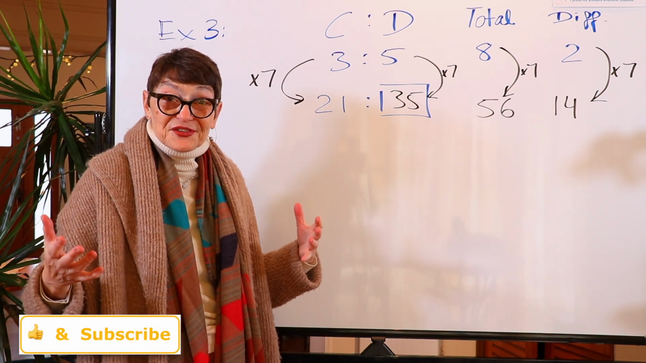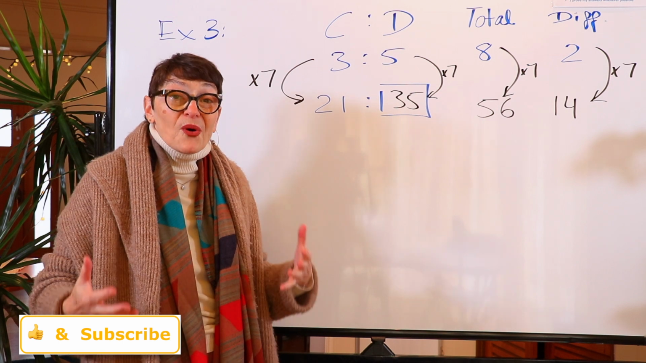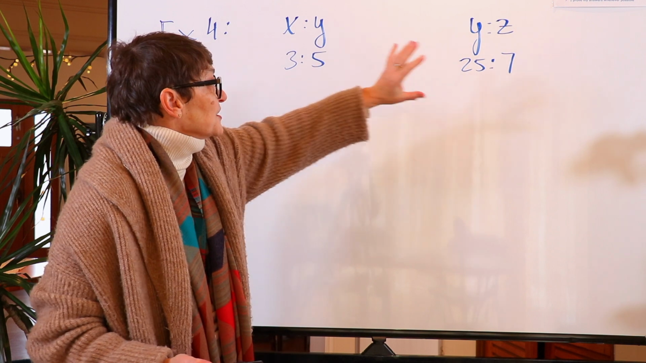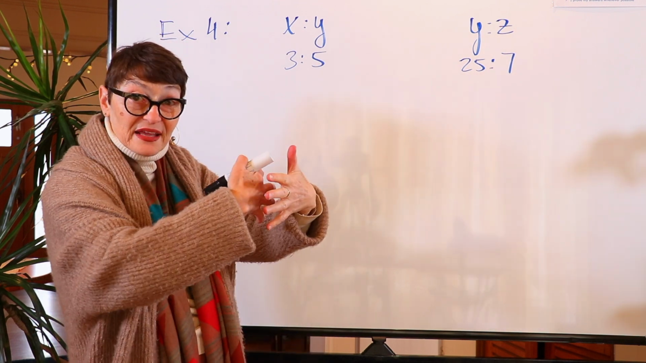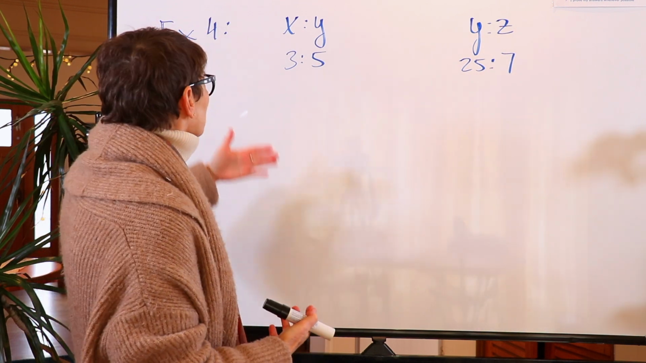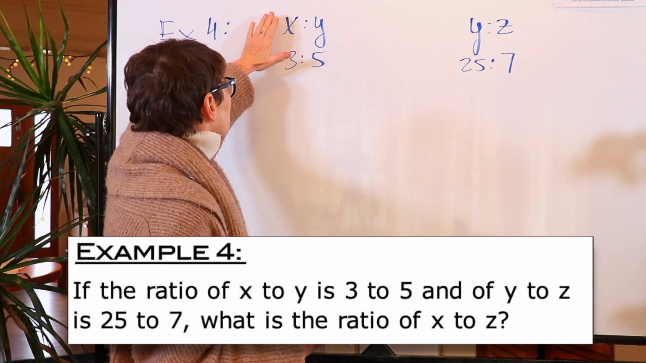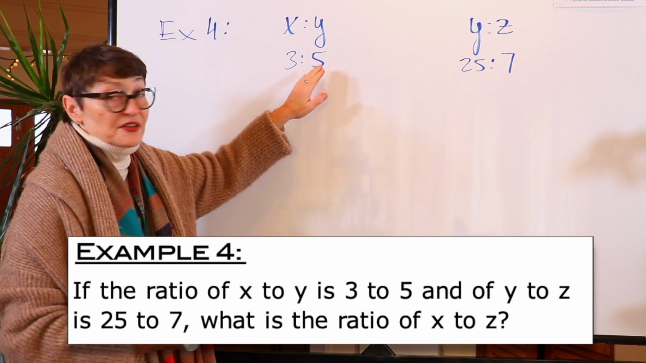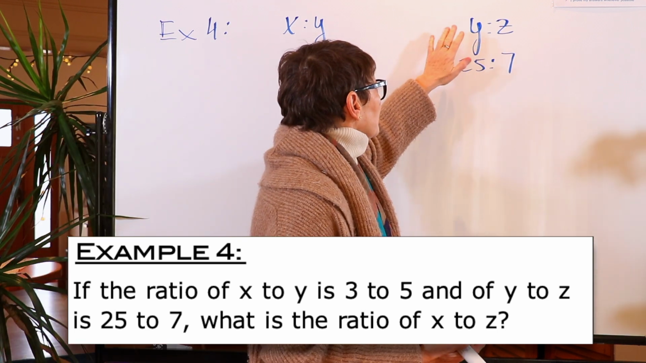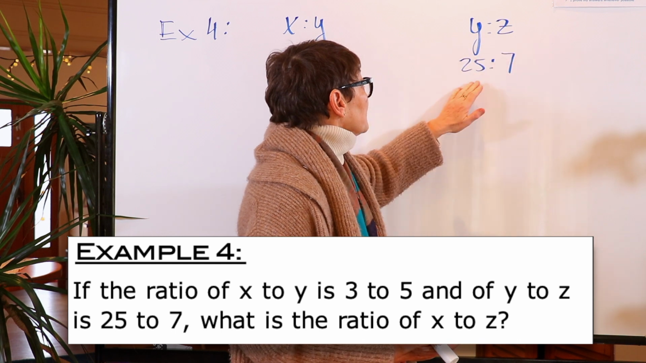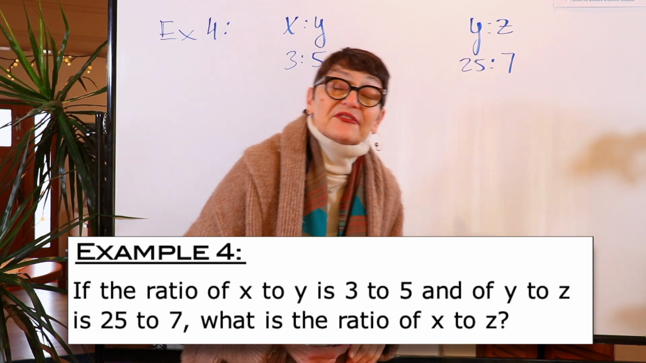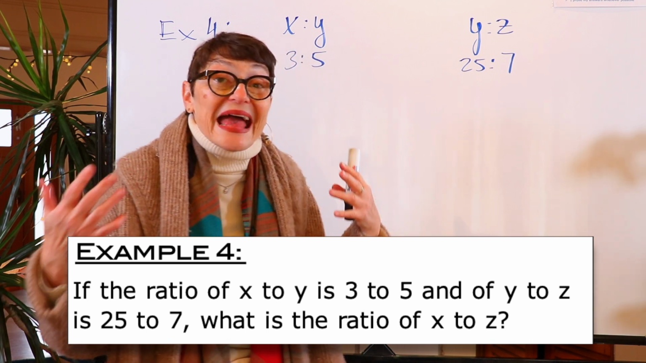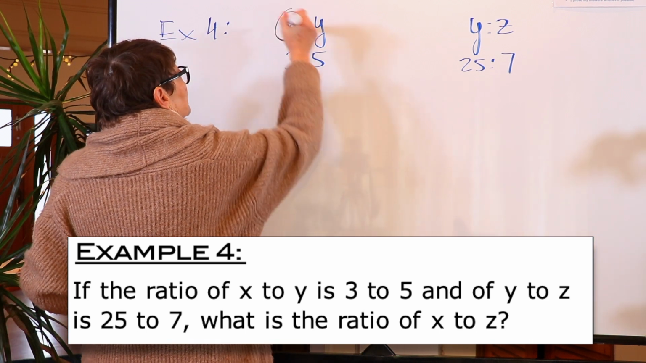Now, let's use this information to work on more than one relationship. All right, so now we have 2 different relationships that we need to combine into one overarching relationship. We're given that the relationship between x to y, the proportion is 3 to 5. So for every 3 x's, you get 5 y's. Then we have a relationship between y and z. For every 25 y's, you get 7 z's. So now the question is, what's the relationship between x and z?